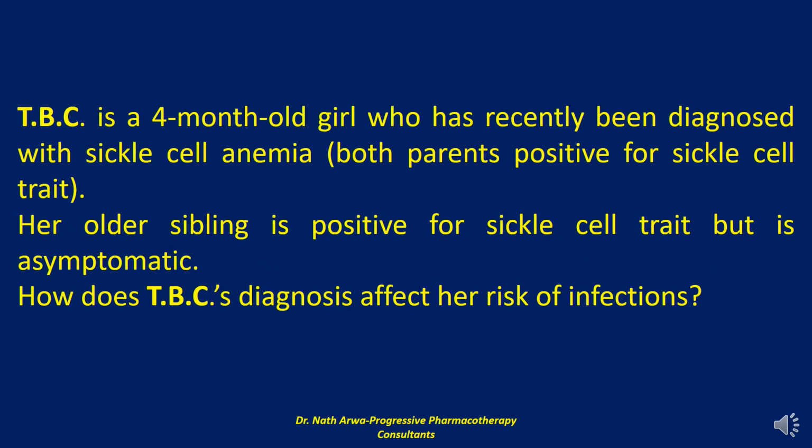The next case reads, TBC is a 4-month-old girl who has recently been diagnosed with sickle cell anemia. Both parents are positive for sickle cell trait. Her older sibling is positive for sickle cell trait but is asymptomatic. So my first question to you reads, how does TBC's diagnosis affect her risk of infections?